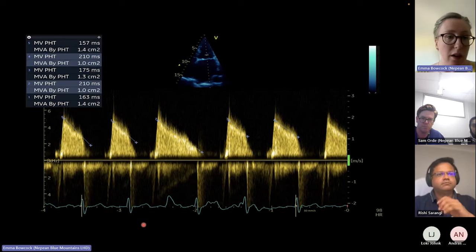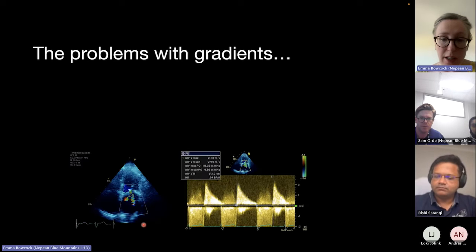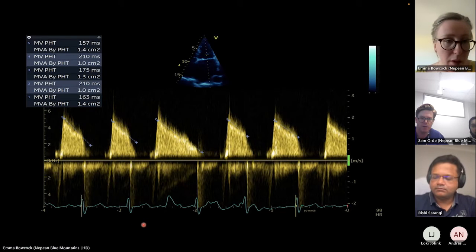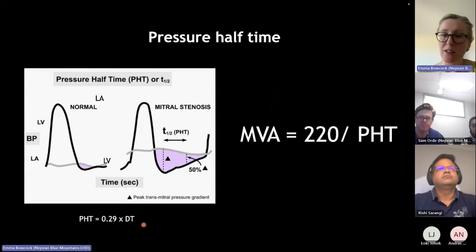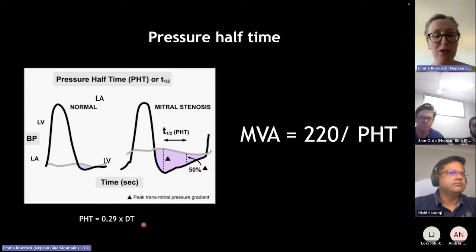There is another way that we can calculate pressure half time, and that's using the deceleration time. It's not on any of these, it might be on some more of them, but you'll see the decel time as well when you're measuring that, and you can times that decel time by 0.29, and that will give you a pressure half time, which you can then plug into this empirical equation and get an estimate of what the mitral valve area is.